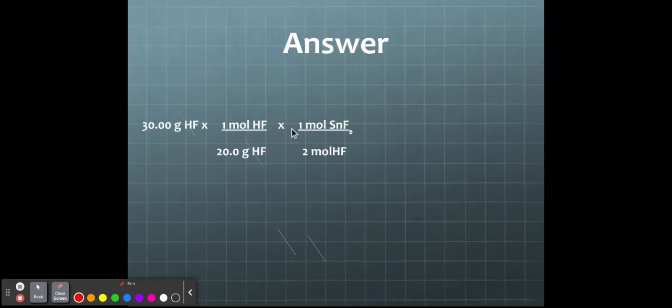Then we want to go from mole SnF2, because these two will cancel out, to grams SnF2. So we have to multiply it by the molar mass. Okay. So here's the molar mass. And now mole SnF2 and mole SnF2 will cancel out. Then you multiply everything in the numerator by everything in the denominator, and you get 117.8 grams of SnF2.